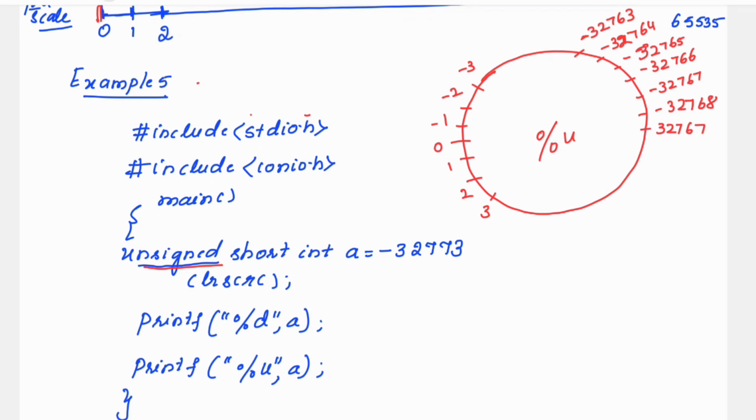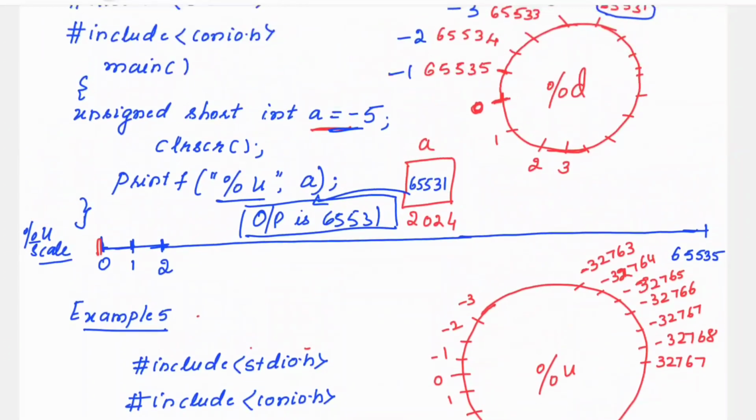That means unsigned is what? It is going to accept only the positive values. But what value you have given is a negative value, -32773. So if it is an unsigned, let us see the unsigned scale. So let me just correct. This is %u. This is the unsigned scale and this is the signed.